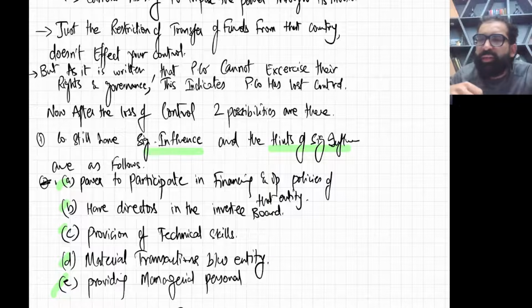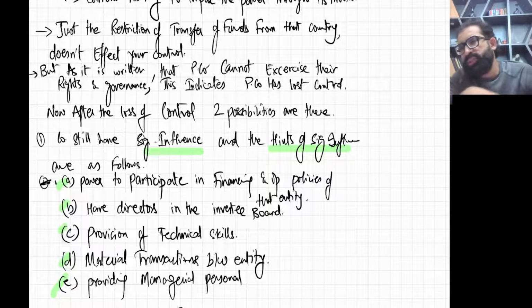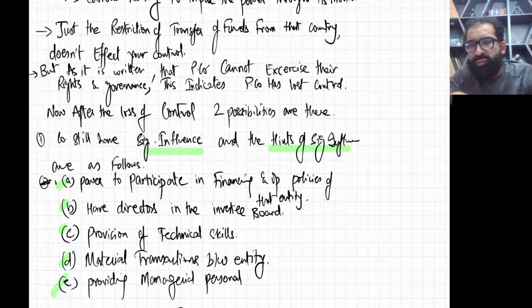For example, doctors in hospitals, there are some super hit doctors. The hospital is dependent on those doctors because the majority of business is coming from that doctor. Same is the case with teachers. Some star or super hit teachers, sometimes institutes are dependent on those teachers, remember. So that's why you get significant influence. So if the control is lost, the next level is significant influence.